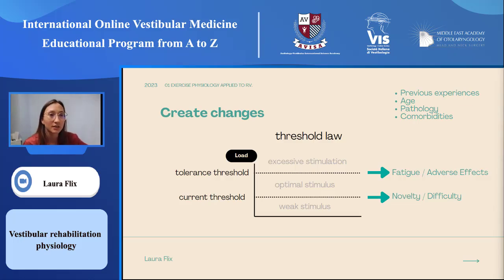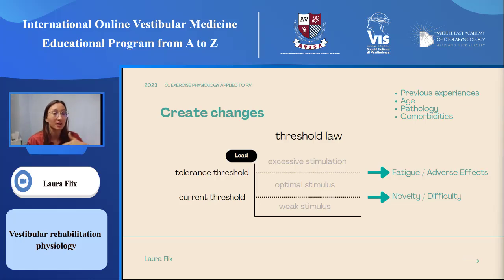And all of these will be different depending on the previous experiences of the patient. If they were used to doing exercise, if they were active, they will have different levels of these thresholds than if they were sedentary, or also other variables, like age. Children adapt very, very fast. They adapt faster than the average adult, and the average adult faster than an older adult, no? It will depend also on the pathology.